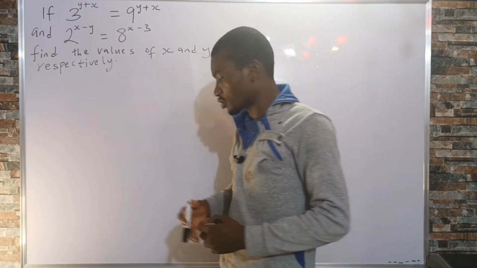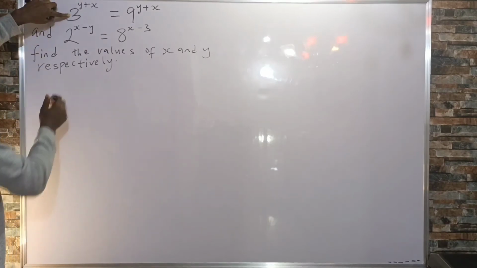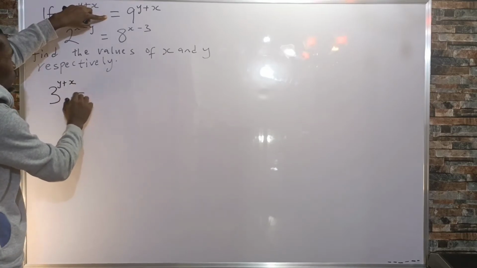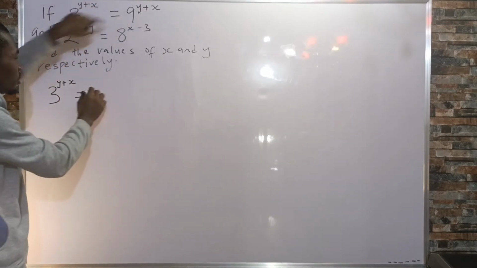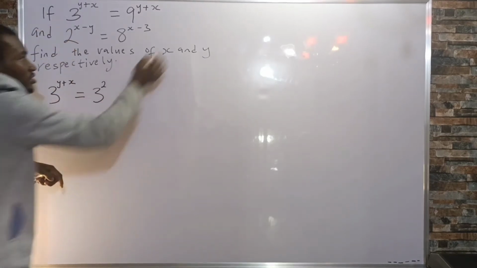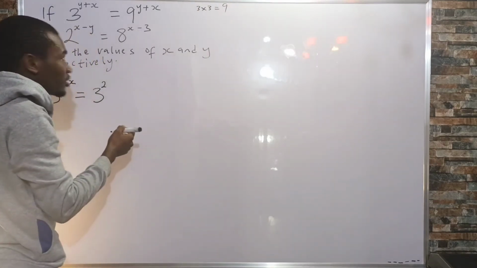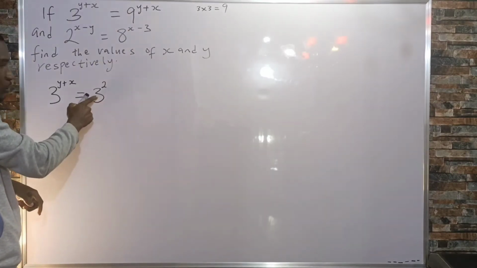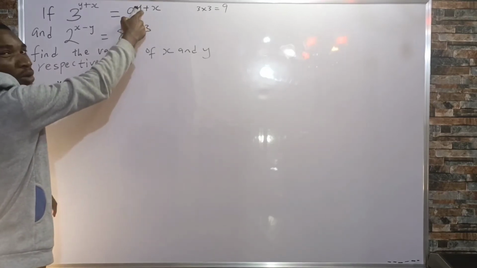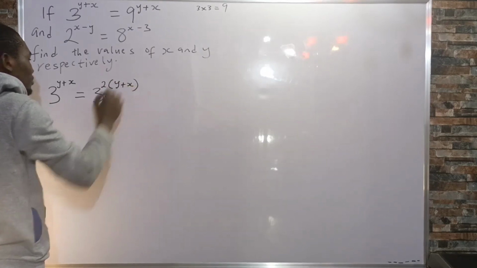Let's proceed with the solution to the question on the board. The first thing that we do is to write 3 raised to the power of y plus x, and that is equal to, remember that 9 can be broken into 3 raised to the power of 2, because 3 raised to the power of 2 is the same thing as saying 3 multiplied by 3, and 3 multiplied by 3 will give us 9. So 9 can be broken as 3 raised to the power of 2, and in bracket our initial power, which is y plus x. So I have y plus x.